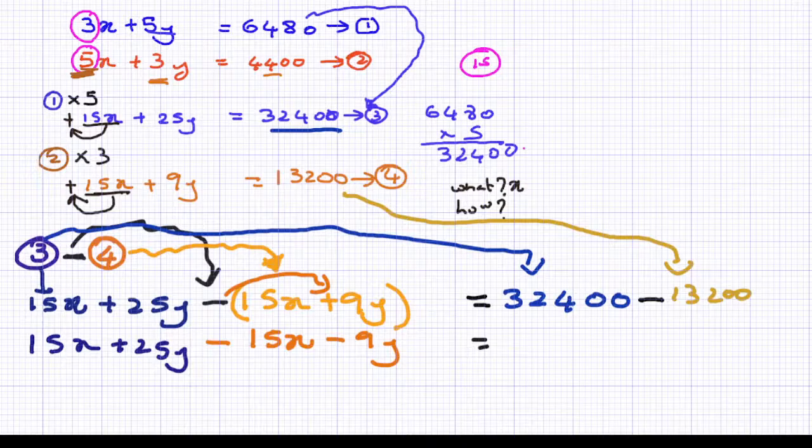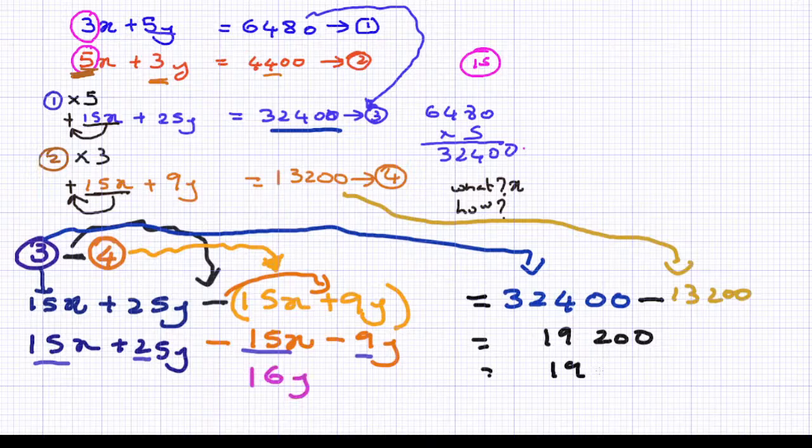What would that be? That is 32,400 minus 13,200. That is 19,200. Right. So then 15x minus 15x is 0x. As expected, x is getting eliminated. 25 minus 9. 25 minus 9 is 16, right? Yeah, 16y is equal to 19,200.